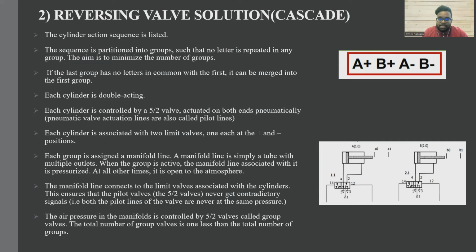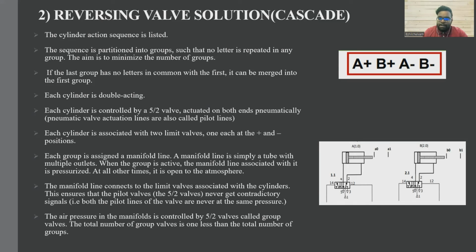Each group is assigned a manifold line. A manifold line is simply a tube with multiple outlets. When the group is active, the manifold line associated with it is pressurized. At all other times it is open to the atmosphere. Moving on, the manifold line connects to the limit valves associated with the cylinders.